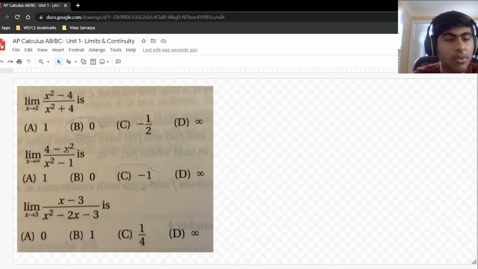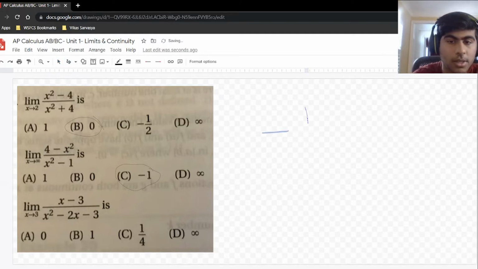And then if you have limits where the degrees are equal, here the highest degree in the numerator is 2 and the highest degree in the denominator is 2, then it's just going to be the quotient of the coefficients. The coefficient of x squared in the numerator is negative 1. The coefficient of x squared in the denominator is positive 1. That equals negative 1. So our answer was negative 1.